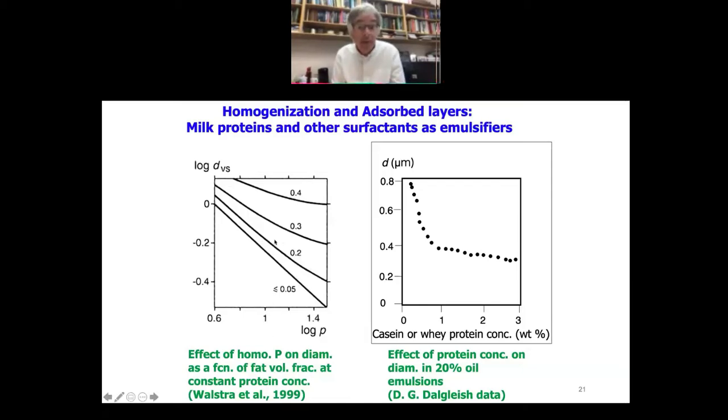And why would that be? Well, because this was done at constant protein concentration. And so as you get more oil and smaller droplets, you become limiting in protein or limiting in surfactant to stabilize that. That means there's going to be immediate recoalescence, and your particle diameter is a function then of your protein available to stabilize it.